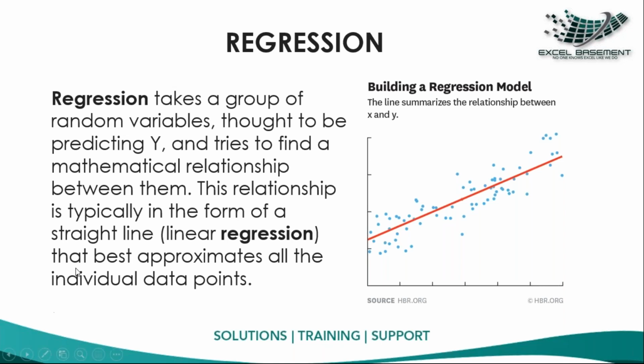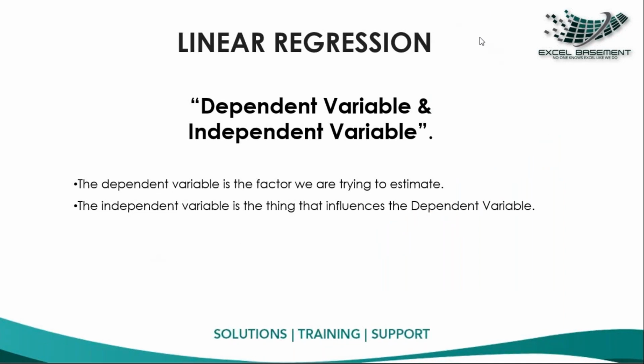Okay, furthermore, proceeding towards the next slide. In linear regression, we have two different types of variables, the dependent variable and the independent variable. The dependent variable is the factor we are trying to estimate. The independent variable is the thing that influences the dependent variable. And we will look into different examples in the next few minutes in Microsoft Excel on how we can perform the regression.